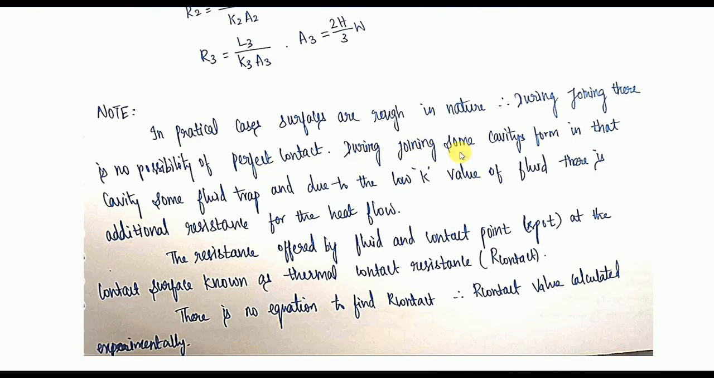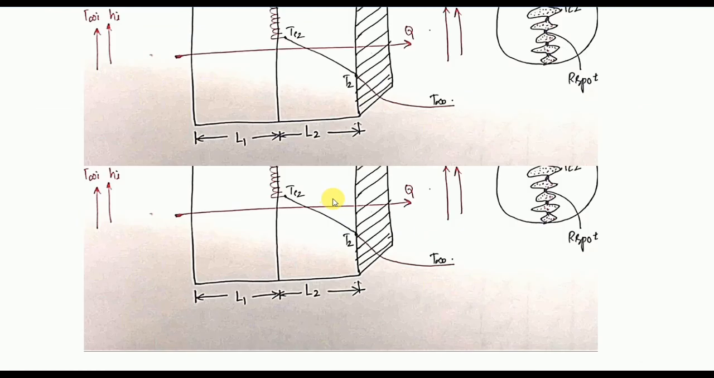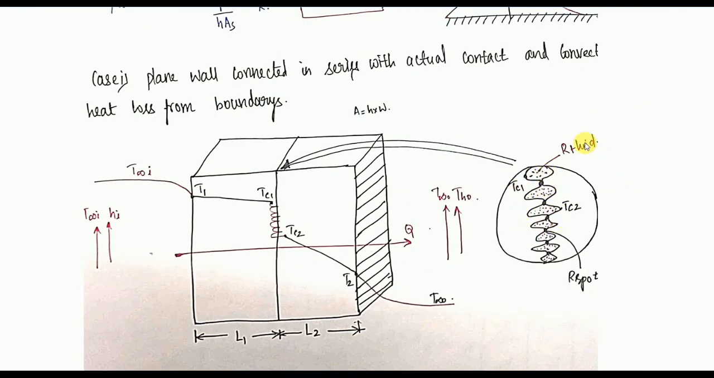During joining, if you join with perfect contact, there will be some cavities formed in that. That cavity will be built by some fluid trap. We have seen previously that the fluid trap will be there. In actual contact, the fluid trap will be there.